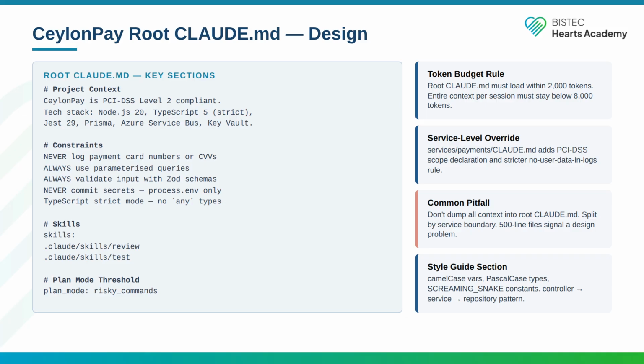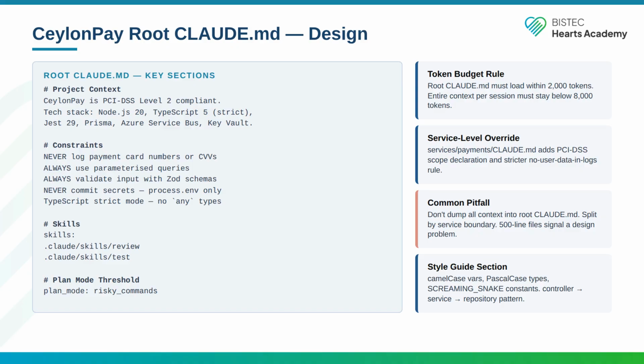The constraint section uses deliberate imperative language, never and always, not prefer or consider. This matters because Claude weighs imperative language more heavily when making decisions. "Never log payment card numbers or CVVs, even partially" is a specific, testable rule. "Be careful with sensitive data" is not. The constraints cover the three most critical areas for a payment platform: data leakage prevention, injection attack prevention through parameterized queries, and input validation through Zod schemas.